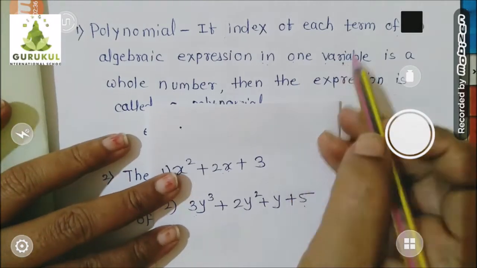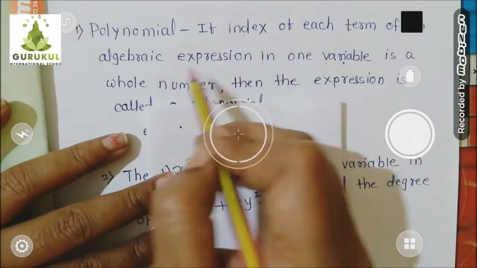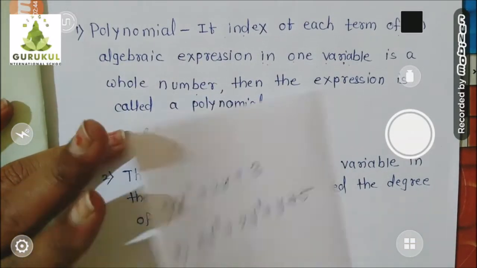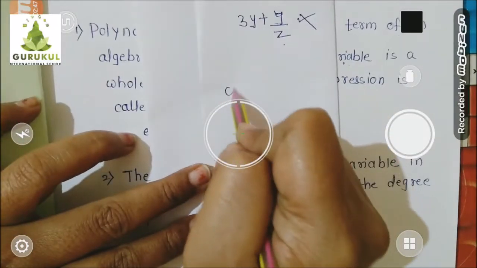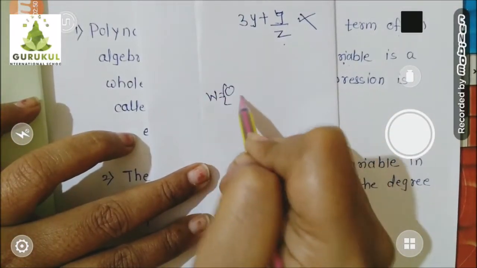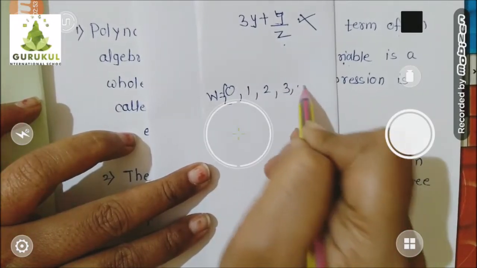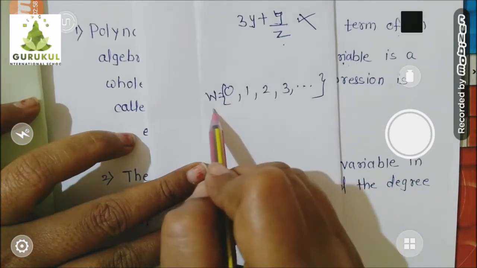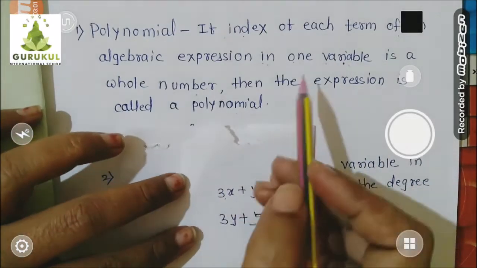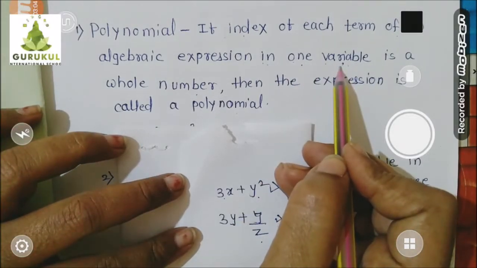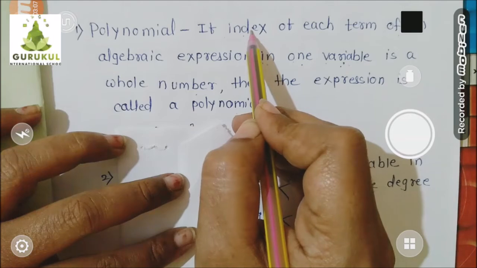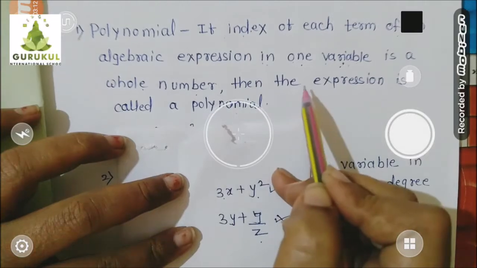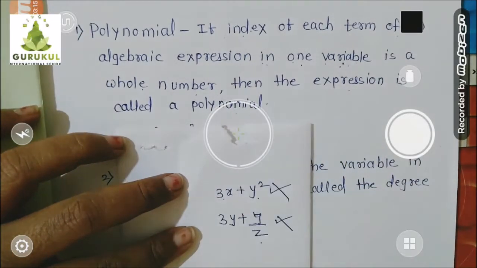Okay. Second part. If the index of each term in one variable is a whole number. Children, do you know which are the whole numbers? Whole number starts with 0. You know the set of whole numbers: 0, 1, 2, 3. It means all natural numbers and 0 make the set of whole numbers. So they are talking, if you have such an expression where only one variable is used and index, which means power, of every variable is a whole number, then you can consider that expression as a polynomial.